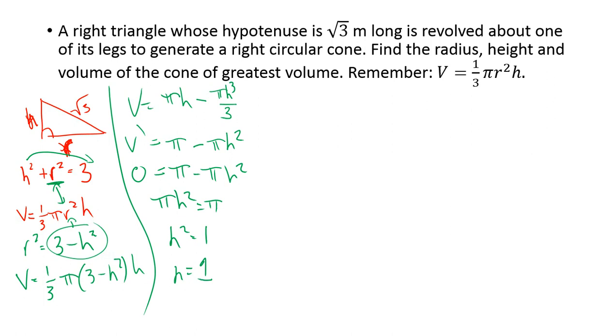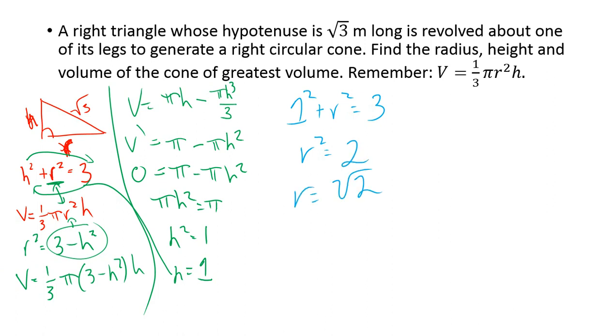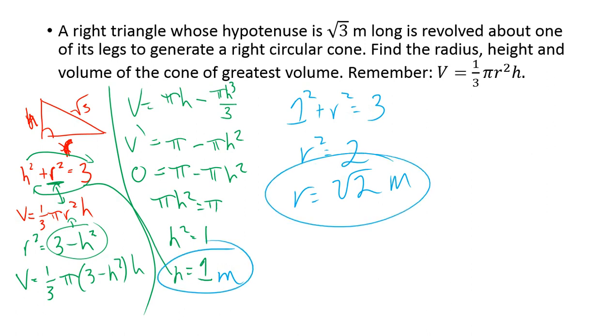That would be our height. So now, if that's our height, what's our radius? Well, we'll plug this h into there, and we'll find that 1 squared plus r squared is equal to 3. So r squared is equal to 2, which means r must equal the square root of 2. And we are in meters. Those would be our two answers, our height and our radius. Simple, simple, simple. Alright.